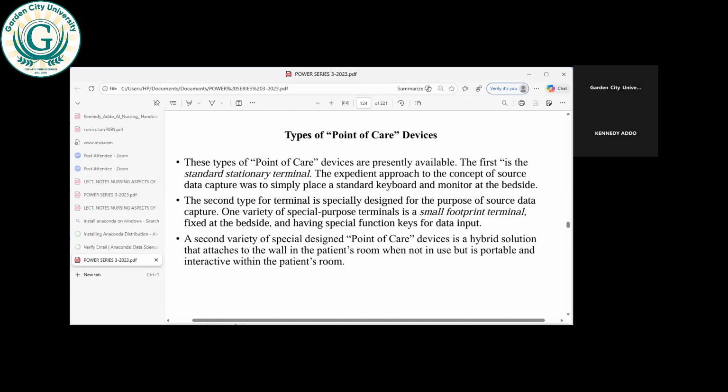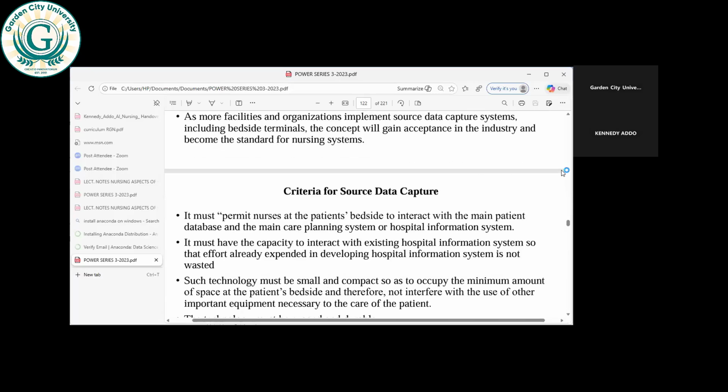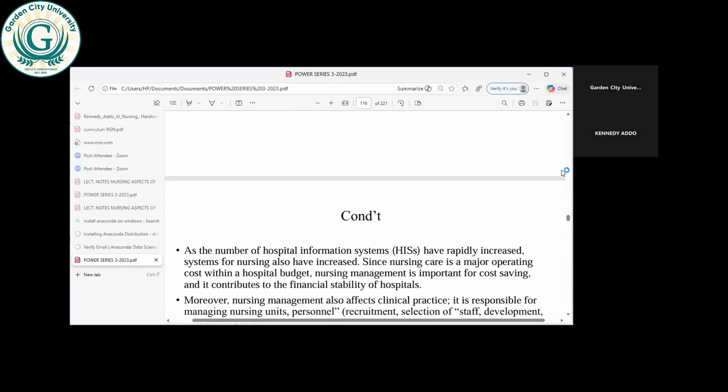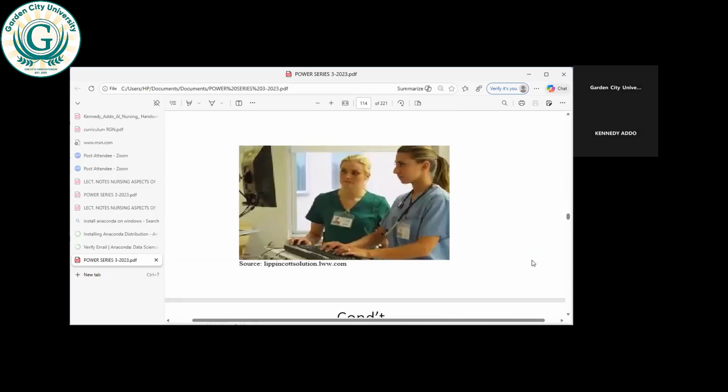That is attached to the wall in the patient room when not in use, but it is portable and interactive within the patient room. It has the features of analog and then digital. And I show you the first one where you make sure that it is firmly attached or linked to the top of the patient bed. And this one can support data entry at any given time, especially looking at space and mobility. So that is it.